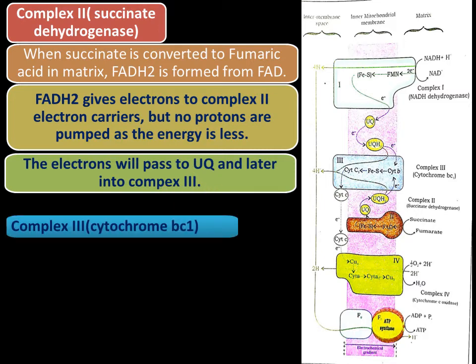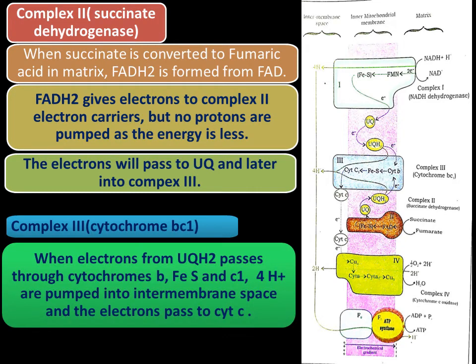Now complex 3 is also called cytochrome BC1. When electrons from ubiquinone pass through cytochromes B, iron sulfur and cytochrome C1 of complex 3, 4 protons are pumped into the intermembrane space and then the electrons will pass to cytochrome C. Actually in these 4 protons, 2 protons are as a result of NADH plus H plus, those electrons come into ubiquinone, and the other 2 protons are because complex 2 has given to complex 3 through the mobile carrier ubiquinone. That's how 4 protons have come now to the intermembrane space. Apart from these, protons are also released by the ubiquinone towards the intermembrane space.